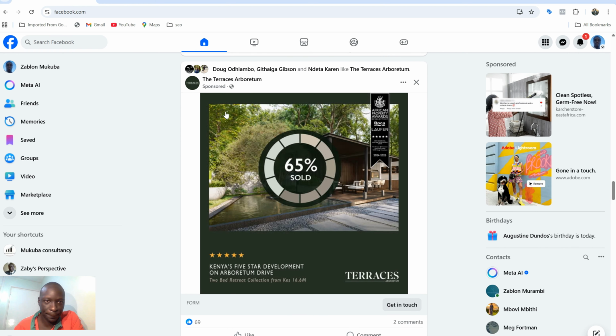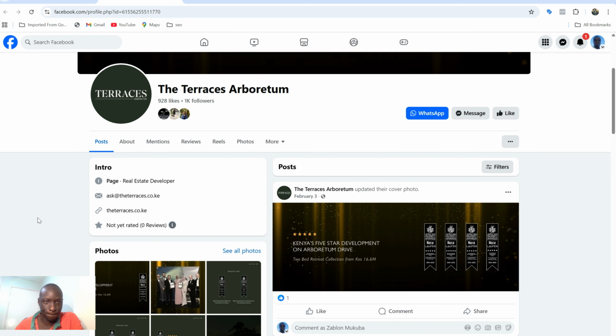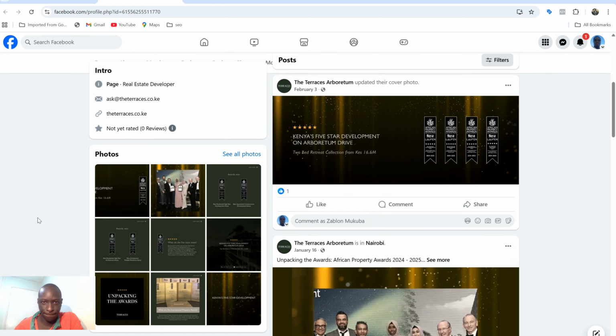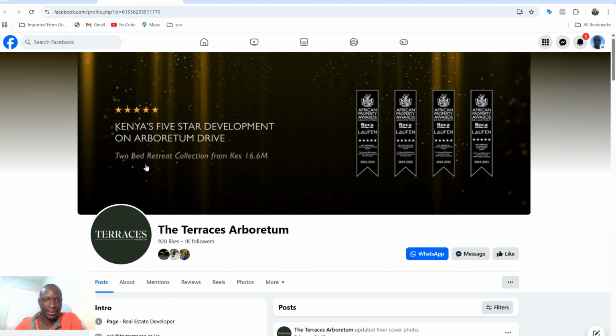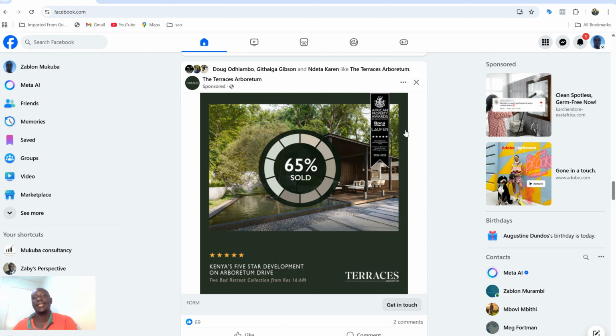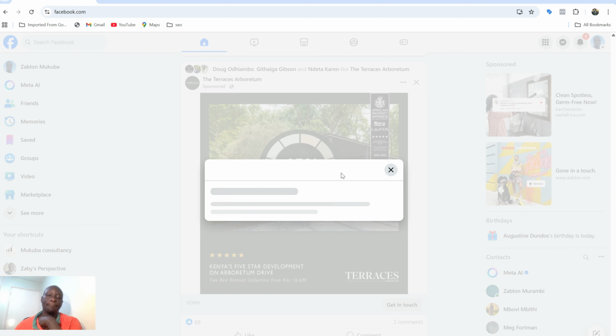This seems like property. So let's look at the page, what they do. So this company sells what? Yeah, there is a property space, 5-star. Right, so what we do, we want to see why they're targeting me, who's the target market. We'll see why am I seeing this ad.